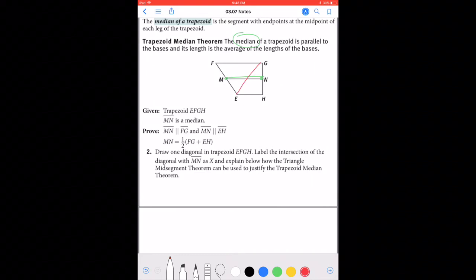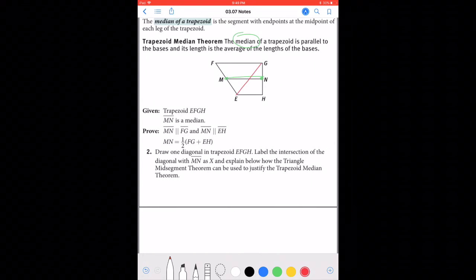So if we draw this diagonal, just like we were talking about yesterday, we usually draw these extra lines to make some triangles pop up that we can't see right away. We spent so much time on triangles that we can use triangles a lot quicker than we can any other shape. So we have these two triangles now, which I could color in. We have this triangle on the right, EGH, and a triangle on the left, EFG.